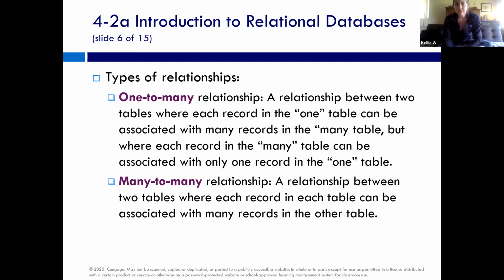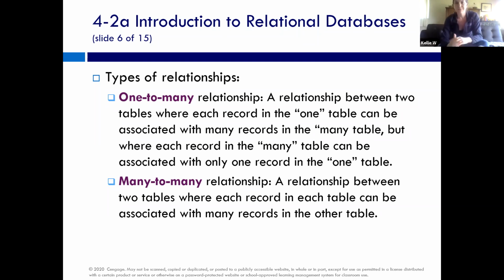So we can have a one-to-many relationship between two tables. That means a record in one table can be associated with many records in another table. For example, each customer in the customer database table might be associated with many order records. Hopefully, if you're a company, they have many order records. So that's a one-to-many.